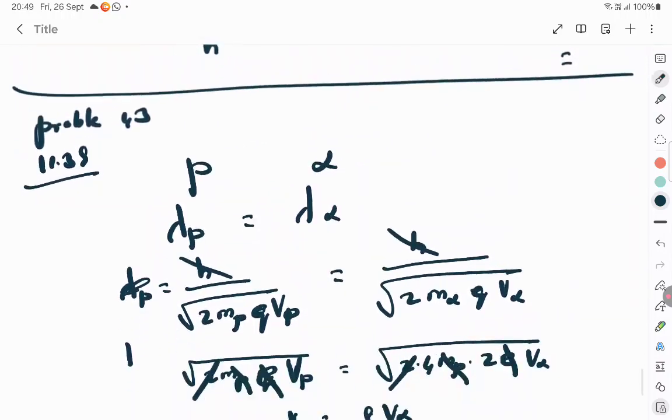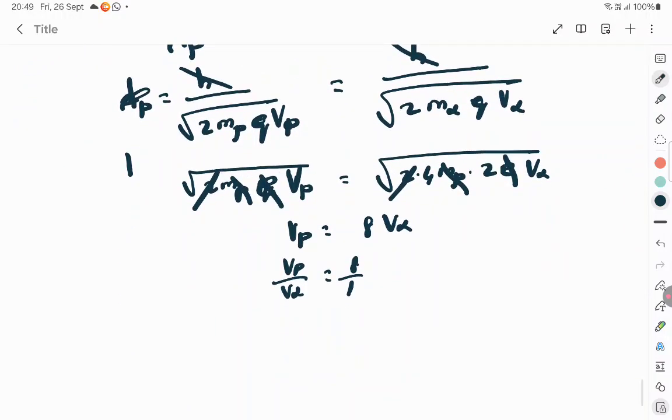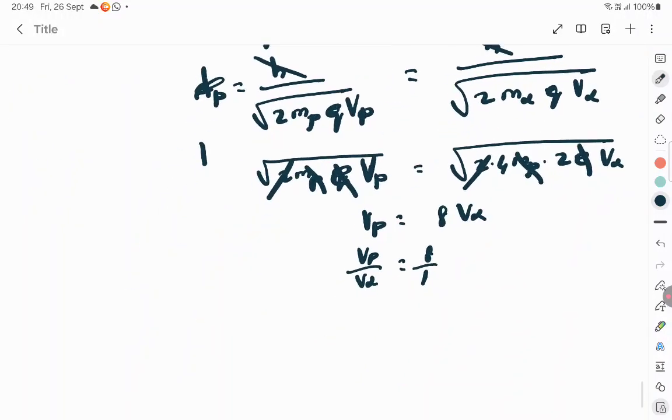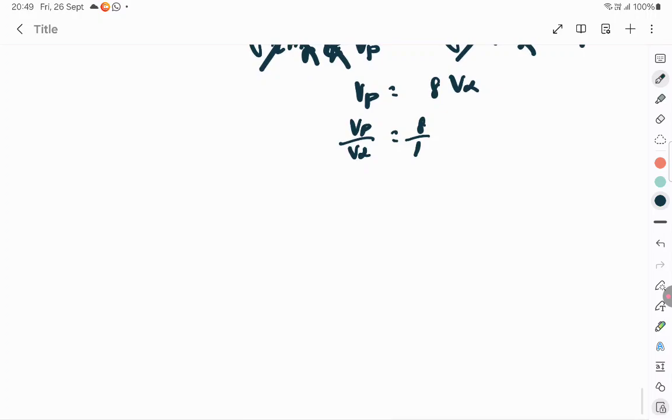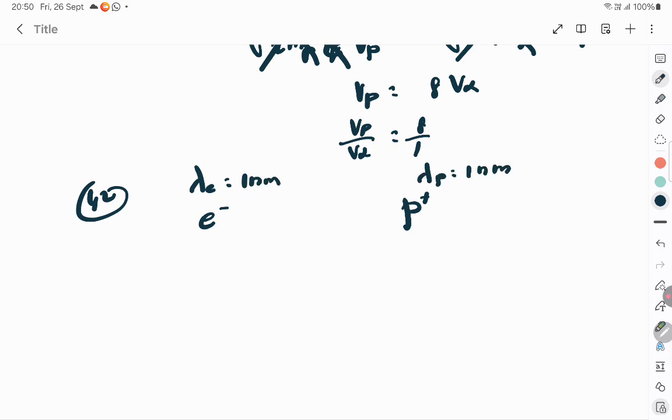This is the way I would do this sum. Don't look at the way Aurora has done; unnecessary points have been given. So that is example 43. Let's go to example 40, problem number 42: an electron and a proton having a de Broglie wavelength of 1 nanometer. So the de Broglie wavelength of an electron is 1 nanometer, and the proton also has the same de Broglie wavelength.